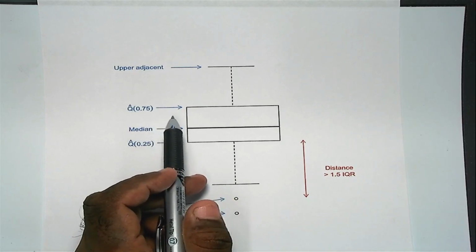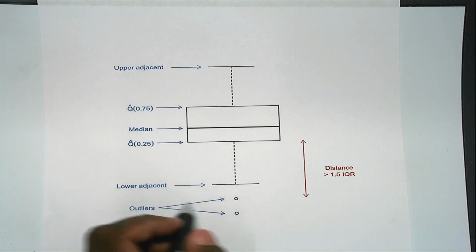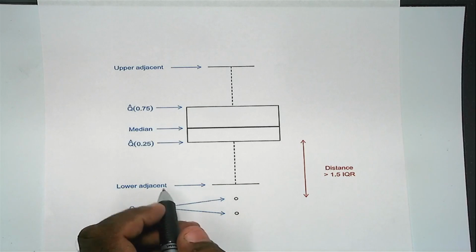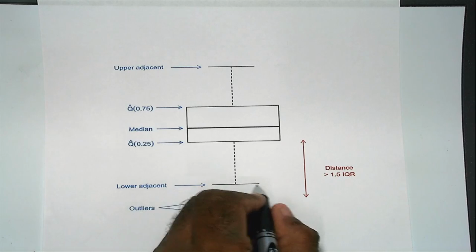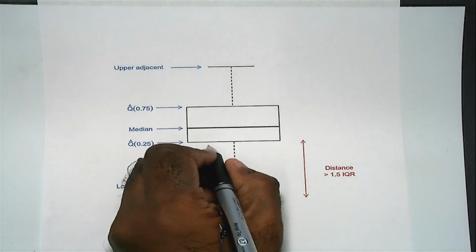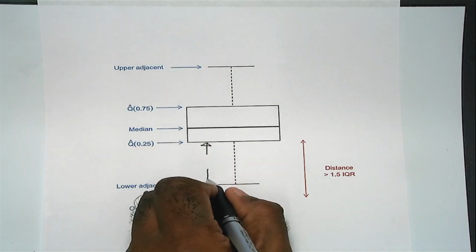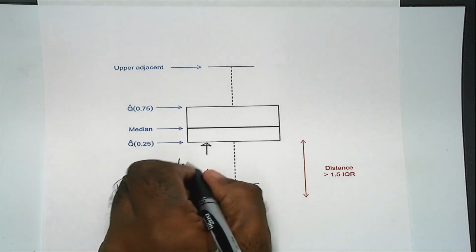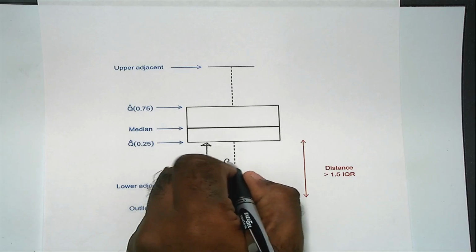Now, this is known as the lower adjacent. The way you compute it is as follows. The distance from this line to this line is equal to 1.5 multiplied by IQR. Remember what IQR is, the interquartile range.